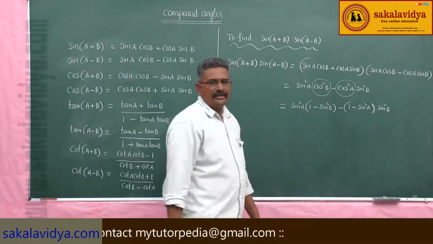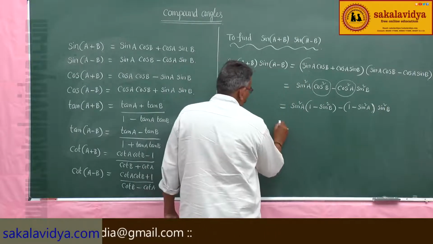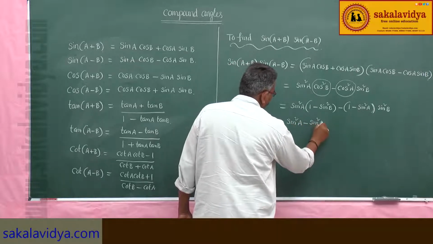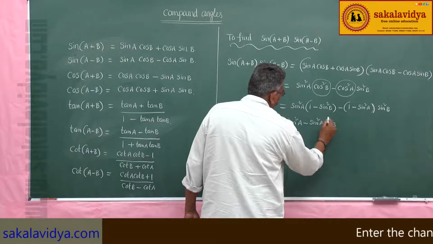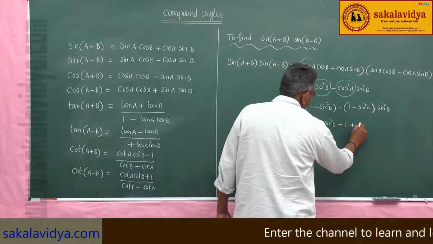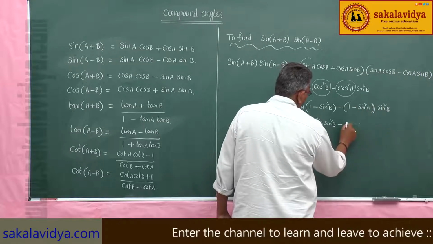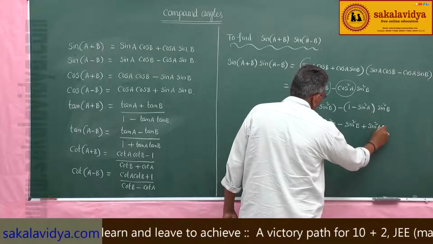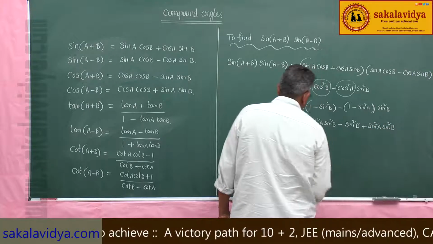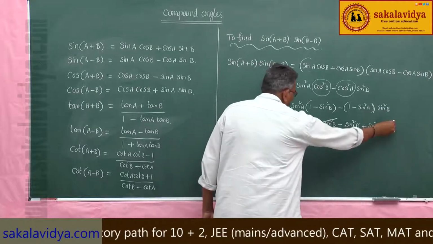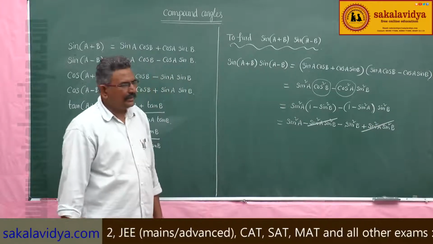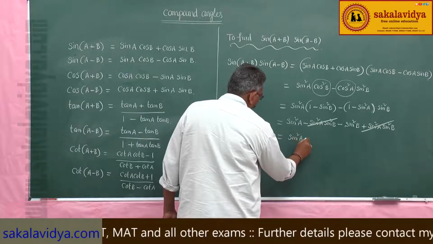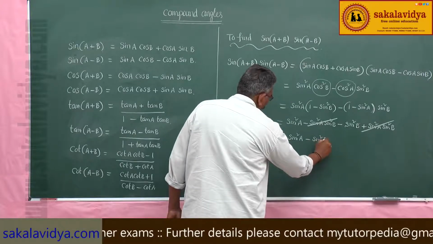So, now what do we get? Let us see. This is sin square A minus sin square A sin square B and minus sin square B plus sin square A sin square B. So, minus sin square A sin square B and plus sin square A sin square B will get cancelled. So, we have sin square A minus sin square B. Say equation 1 this is.